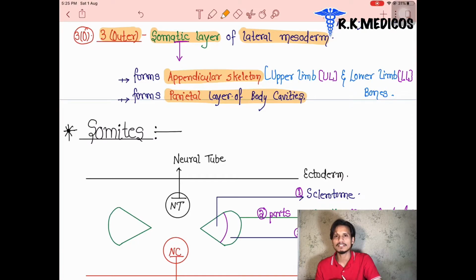They are the carpals, tarsals, or the humerus, ulna, radius. These bones are all formed by which mesoderm? That is lateral mesoderm. Which part of lateral mesoderm? There is the somatic part of lateral mesoderm. This is the most important here.